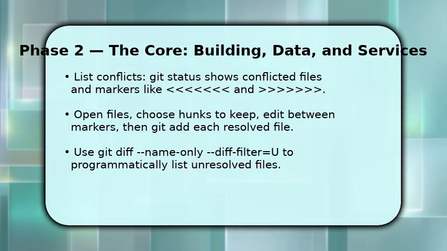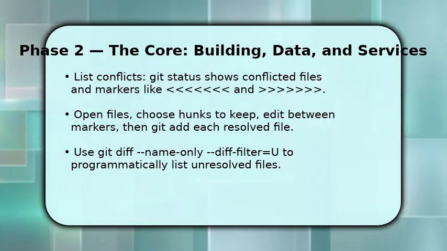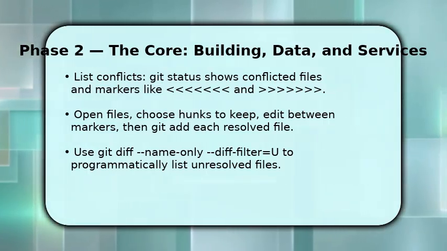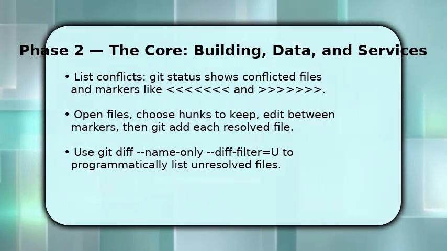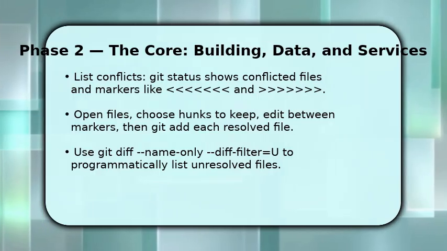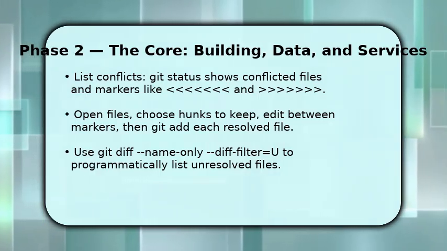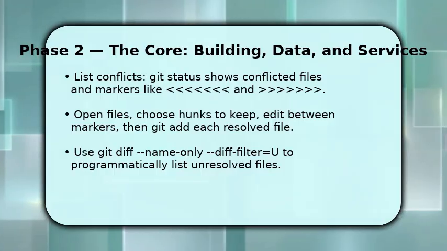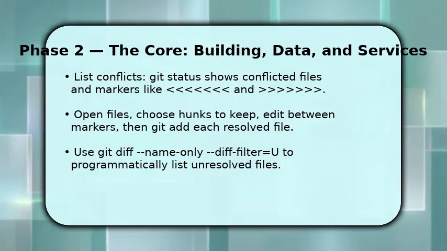You will see <<<<<<<, =======, and >>>>>>> delineating versions. Manually edit each hunk to combine the correct logic or content and make sure tests or builds still pass locally. This prevents regressions. Once you've resolved a file, run git add <file> to mark it resolved.